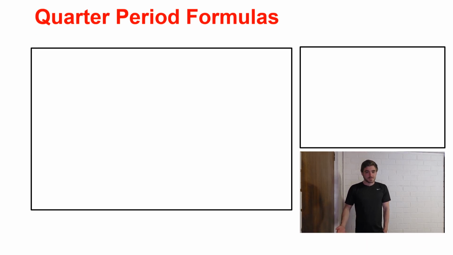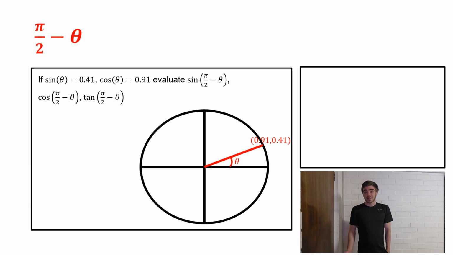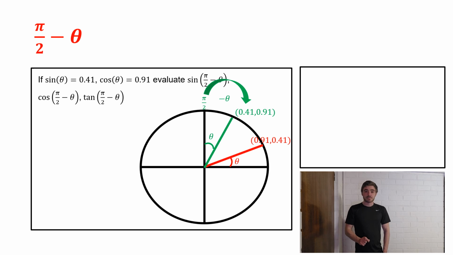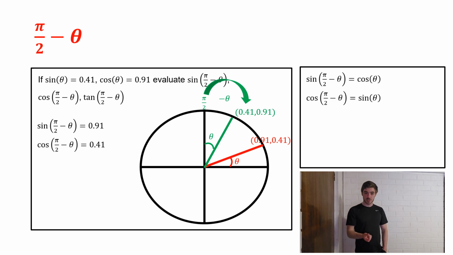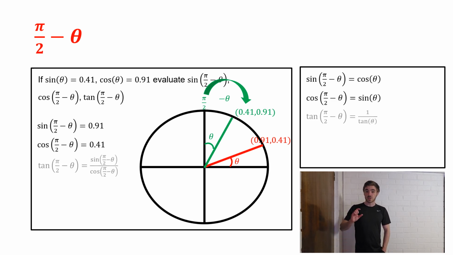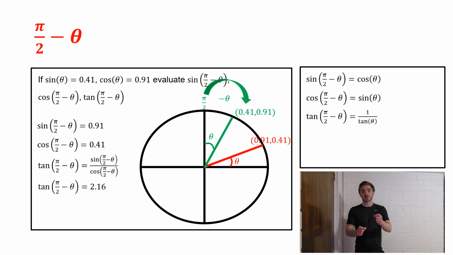Let's give it a shot. Okay, so this one just means that we're starting at pi on 2 and then going backwards by theta. This one's a little bit different though, because it ends up being the case that we stay in the same quadrant. What happens here is that the x and y are swapping their positions. Cos becomes sine, sine becomes cos, and tan actually flips on its head, since the numerator and denominator have flipped positions.